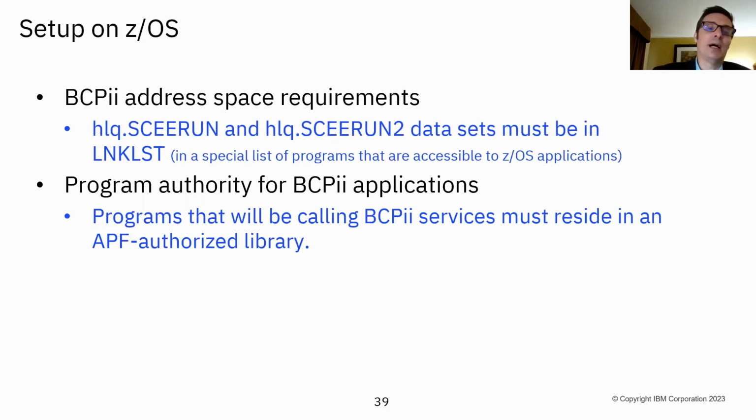From a zOS sysprog perspective, there are two things they need to do. They need to make sure that two data sets are in the linklist, and they need to make sure that any application that is going to be issuing a BCPii API, the data set that application resides in, is in the APF authorized library. So they're going to make definitions to, for example, a PROGxx parmlib member or an IEAAPFxx parmlib member to facilitate adding that as an authorized application. So really, the zOS system programmer can be done with this operation in a matter of a minute, provided they have the right authorities.